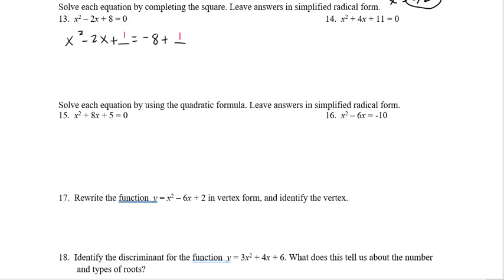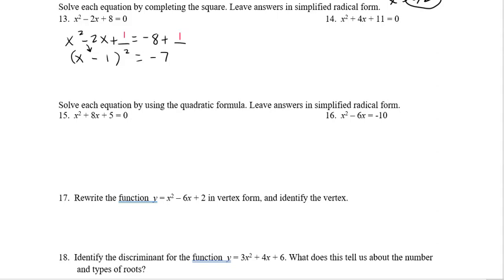Okay, and the reason why we did that is because this is now a perfect square trinomial, and there's a certain way to factor these. It's really just the square roots of these two end terms and bring this sign down. And on the right side we have negative 7.